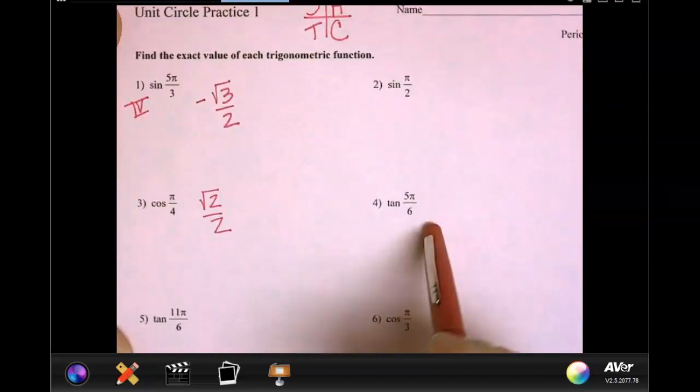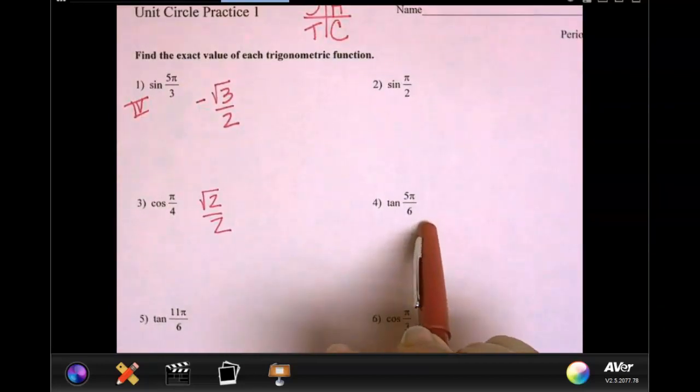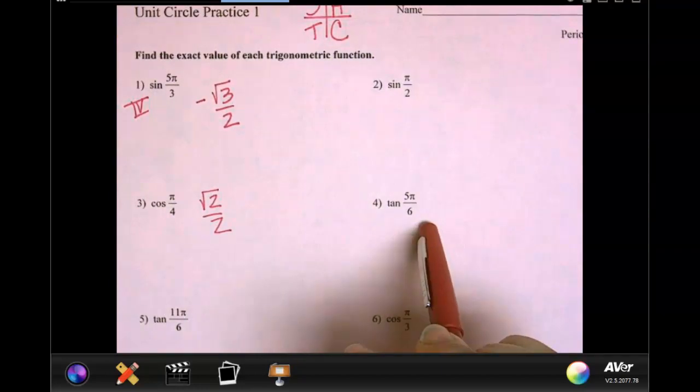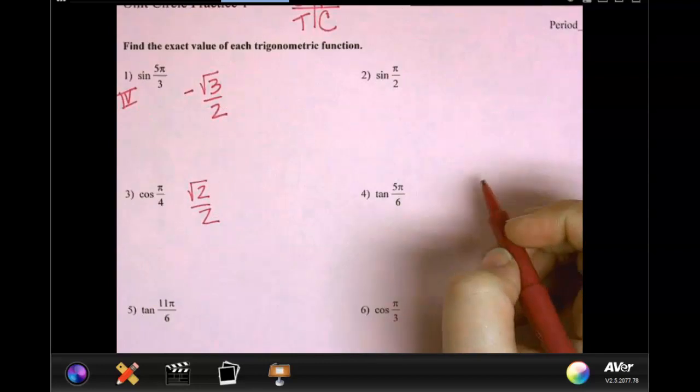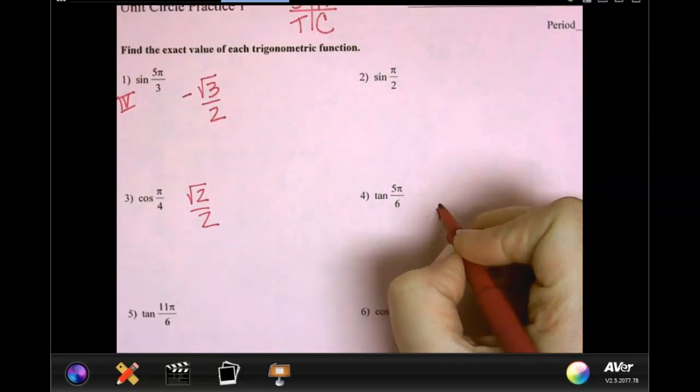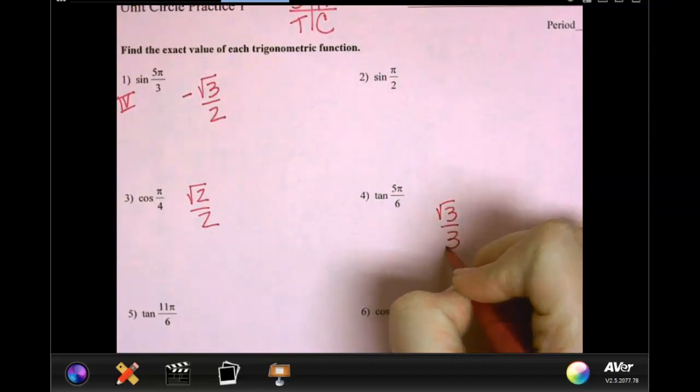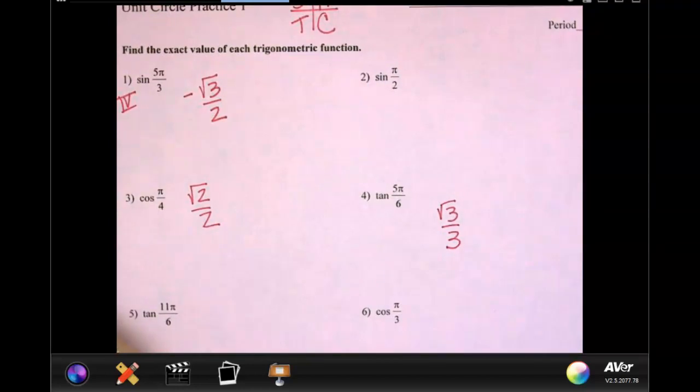Let's look at number 4. Tangent of 5 pi 6. What's the reference angle? Pi 6. So that means that for pi 6, the tangent value is the square root of 3 over 3, because it's got 2 3's in it to get to the 6, right?